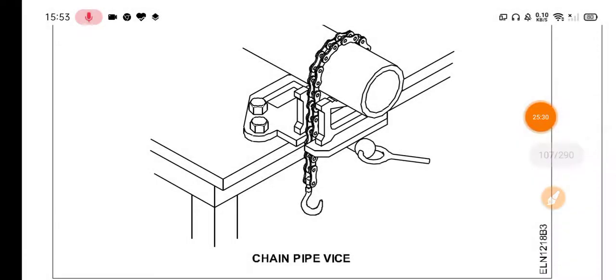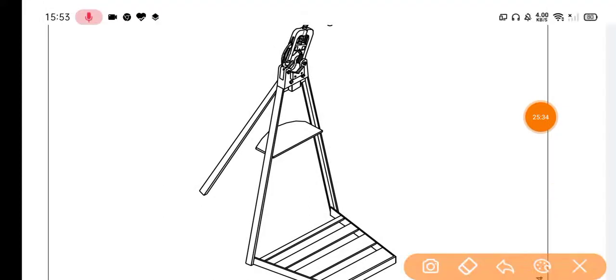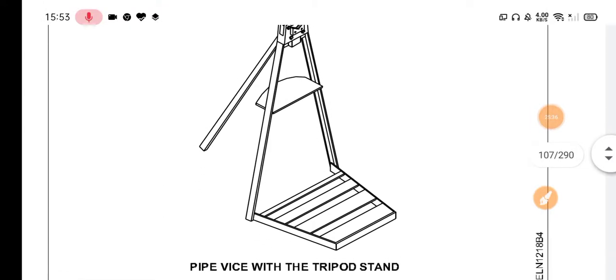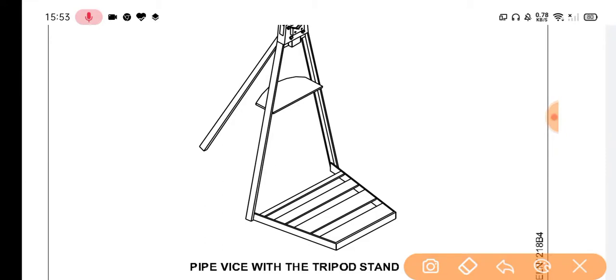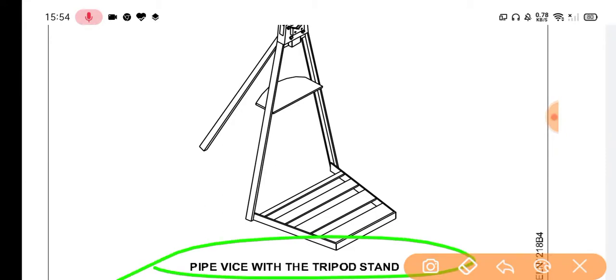This is the pipe chain vise, and this is the pipe vise with tripod stand.